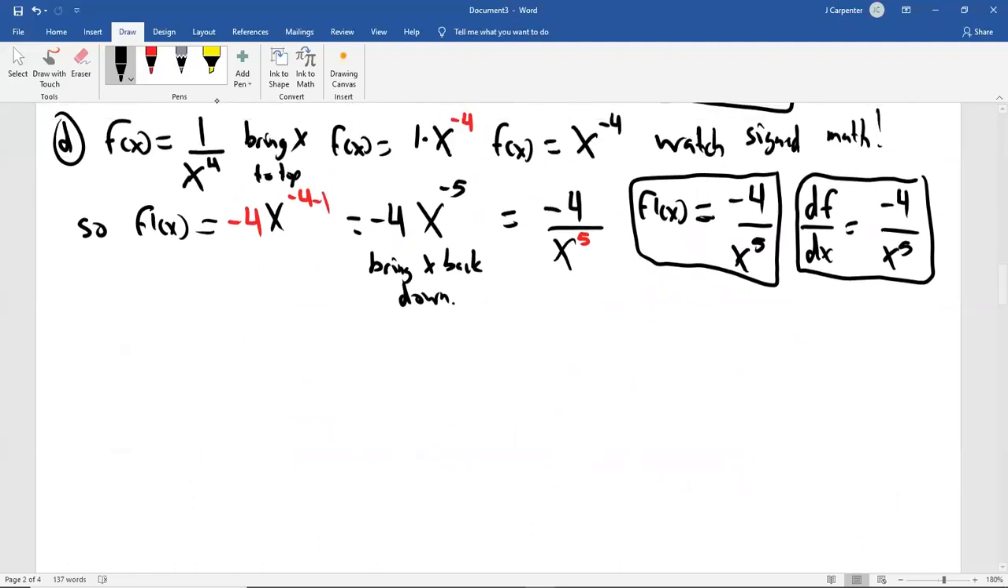All right, so that was D. So my original D is going to be E. Let's do another problem where the notation is not good for us initially. f of x equals square root of x.